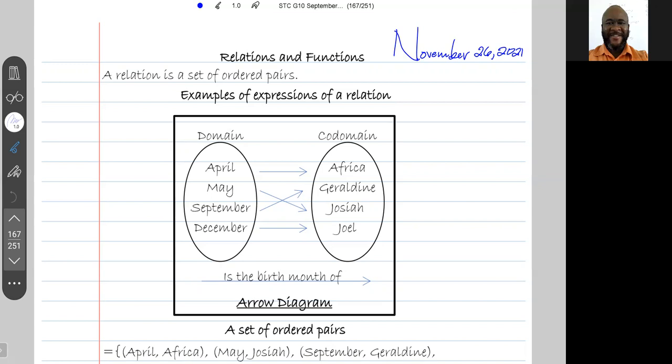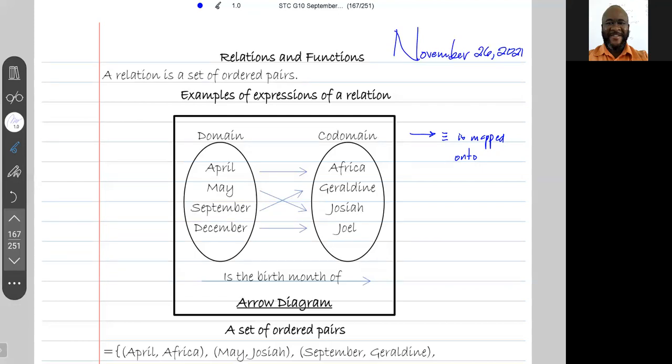Whenever you see the arrows, read "is mapped onto." That's how you read the arrow. So what this is saying is that April in the domain is mapped to Africa in the codomain. May in the domain is mapped to Josiah in the codomain. And September in the domain is mapped to Geraldine in the codomain. And December in the domain is mapped to Joel in the codomain.